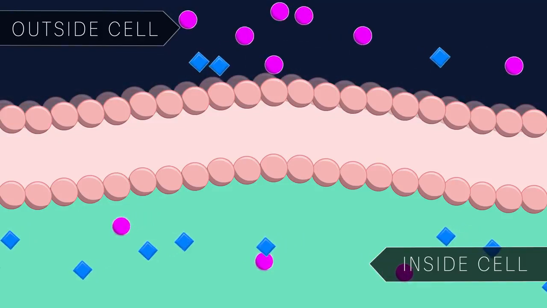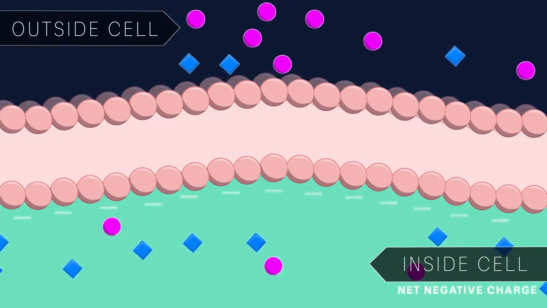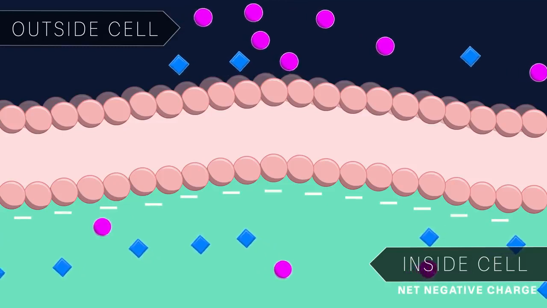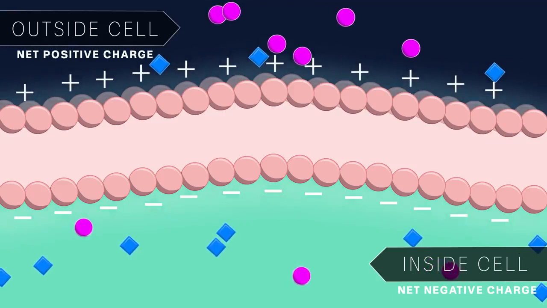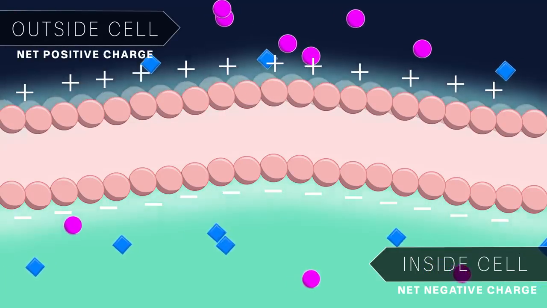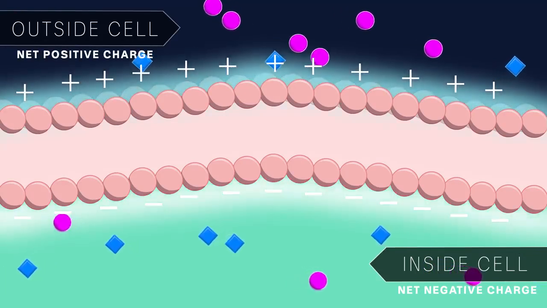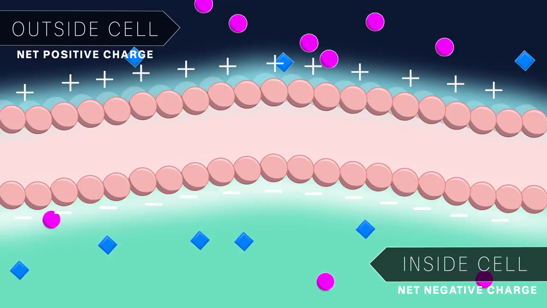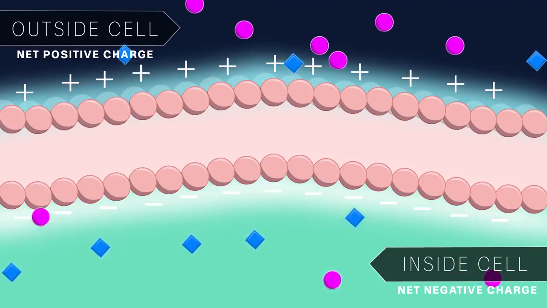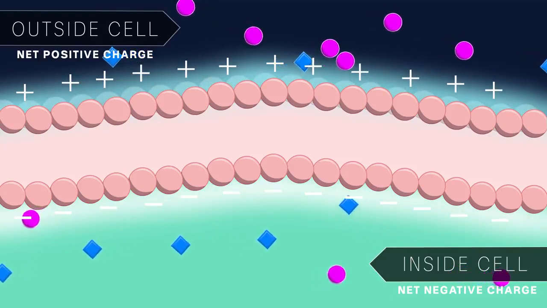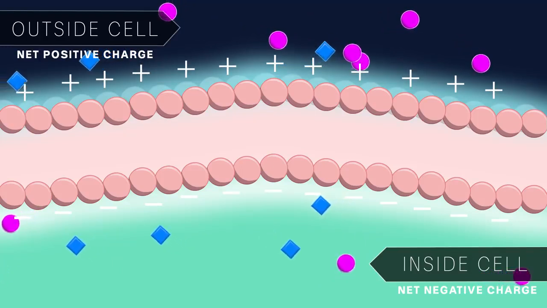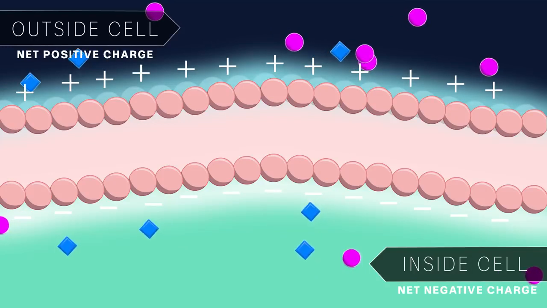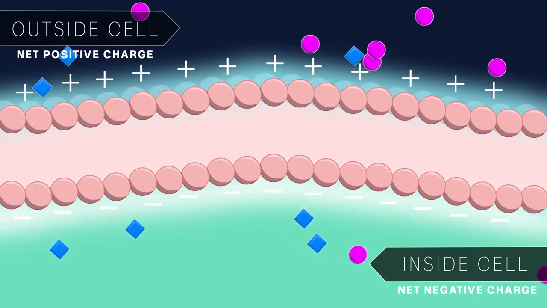While the inside of the cell has a net negative charge and the outside of the cell has a net positive charge, the charges line up at the membrane and the bulk solution on either side is actually electrically neutral. The resting membrane potential is the point where the cell has achieved electrochemical equilibrium. This means that the concentration gradient and the electrical gradient for each ion is equal and opposite.